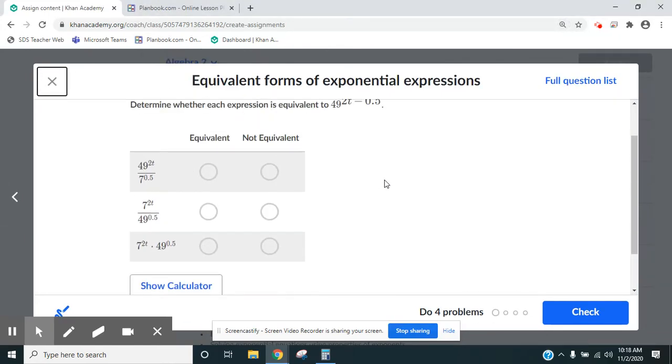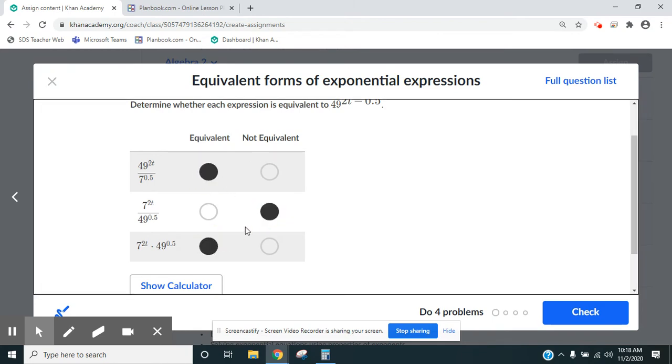All right. So on these, you have to answer either equivalent or not equivalent. You got to do that for the whole thing. Sometimes all three will be equivalent. Sometimes none of them will. Sometimes there'll be a mix. All right. Here we go.